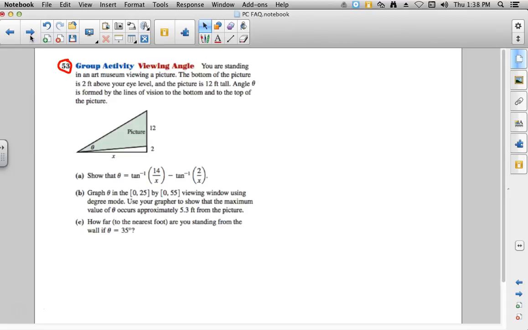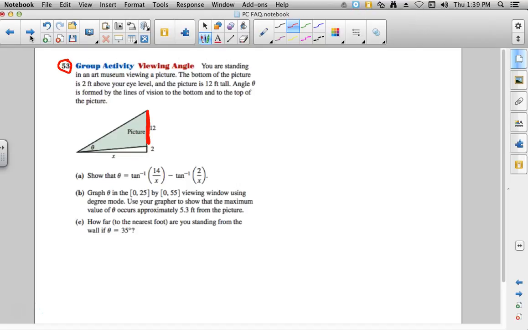Number 53 says, a viewing angle. You are standing in an art museum viewing a picture. The bottom of the picture is 2 feet above your eye level, and the picture is 12 feet tall. Wow. There it is. There's the picture. It says angle theta is formed by the lines of vision to the bottom and the top of the picture. And we see some information there about how we can figure out what theta is.